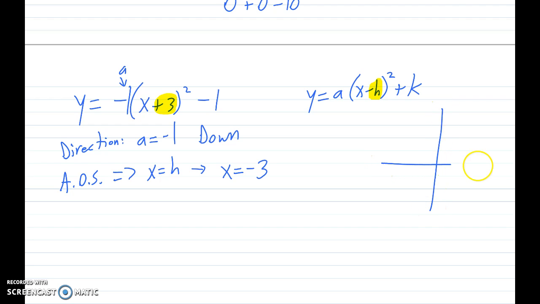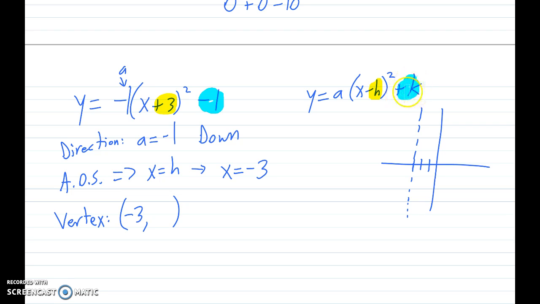So if I think about my graph, I go negative 3 on the x-axis and draw my vertical dotted line. And then the vertex, in vertex form, is actually super easy. Once again, you'll notice the x-coordinate's the same as what it was before. But this guy right here, no sign change at all, right, is the y-coordinate of my vertex. So it's negative 1. Negative 3, negative 1. So I'm going to go left 3, down 1, put a dot.